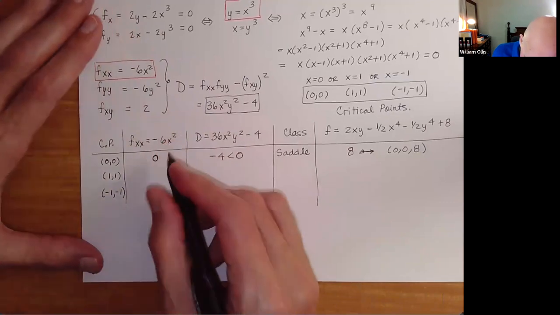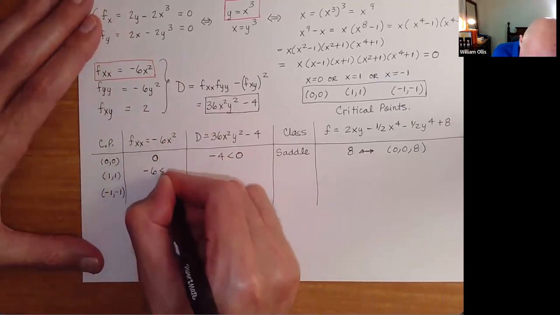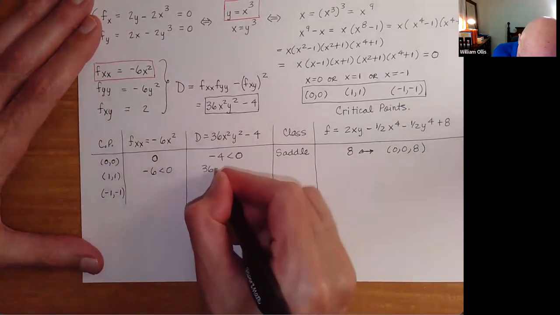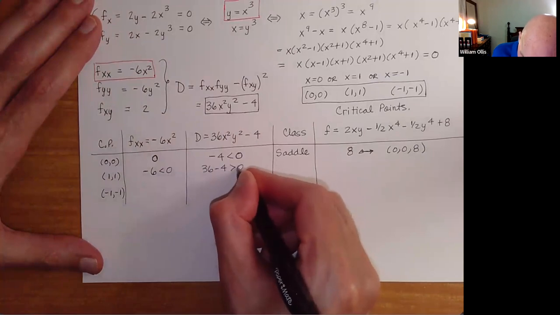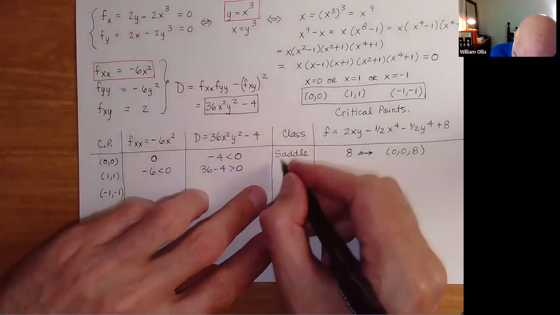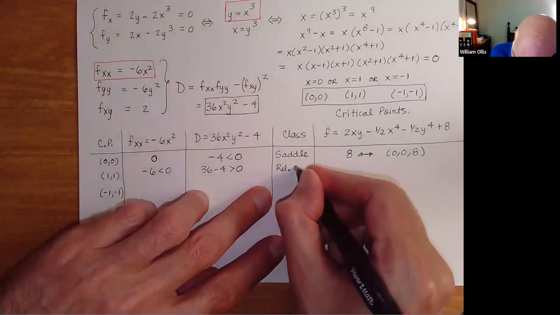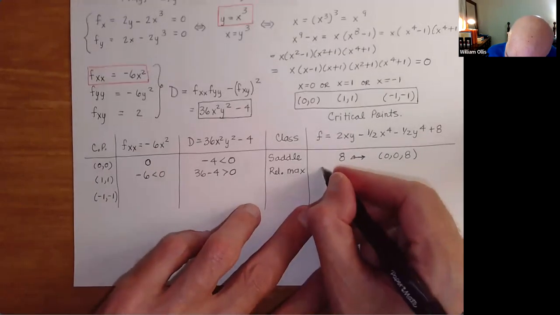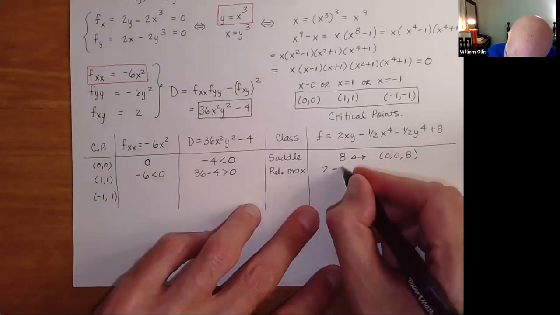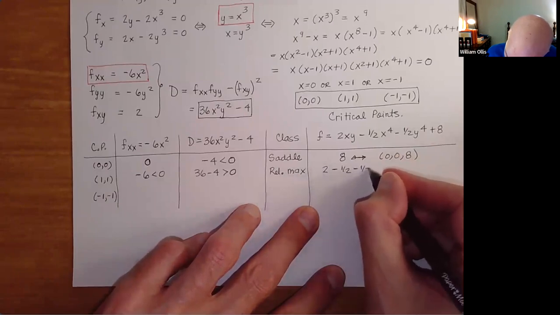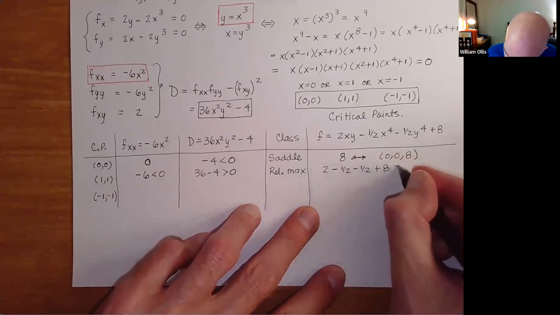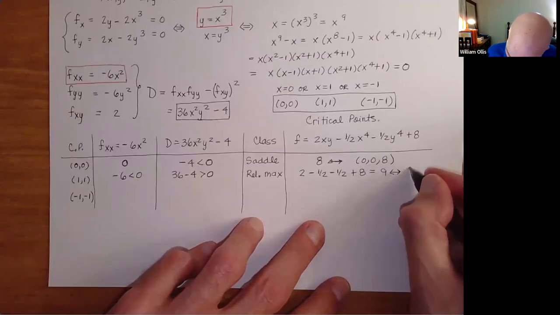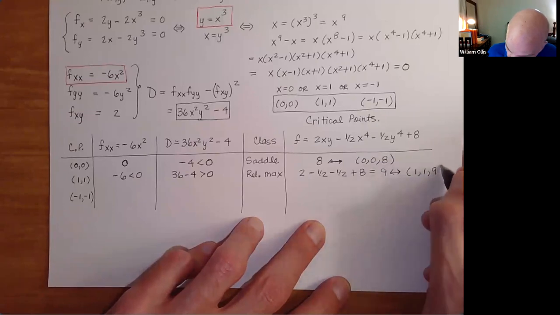Now for 1, 1, we just have what? -6, which is less than 0. And then for D, we have a 36 minus a 4, which is clearly positive. Now from the second partials test, that gives us a relative max, just the same as you would have in Calculus 1. Now when we evaluate, what do we get? 2 minus 1/2 minus 1/2 plus an 8. So that's a 1 plus an 8, which is a 9. And then we can just write the ordered triple, 1, 1, 9.